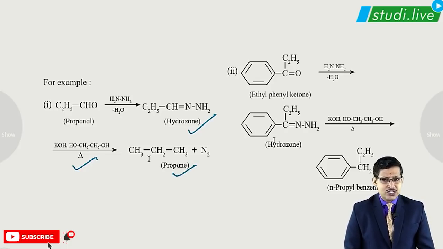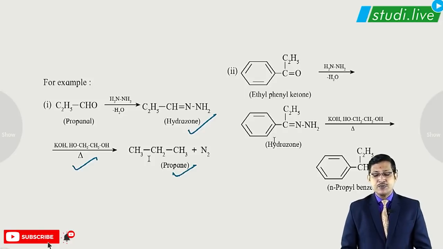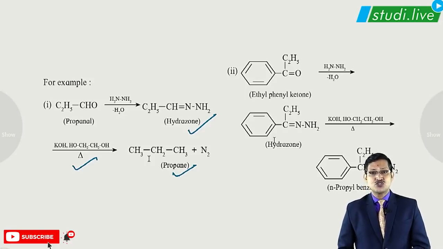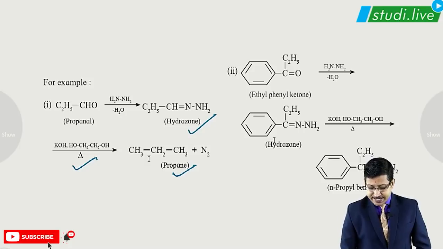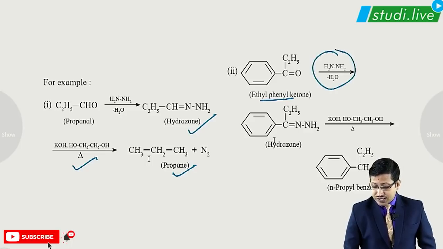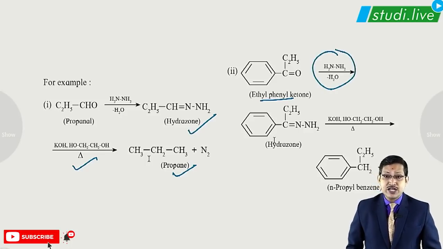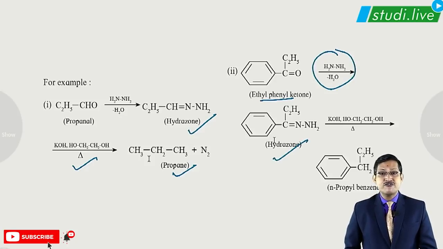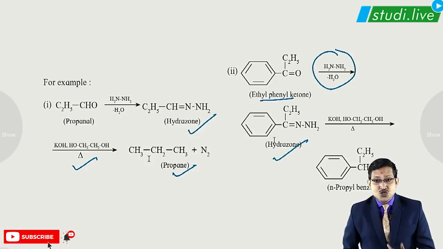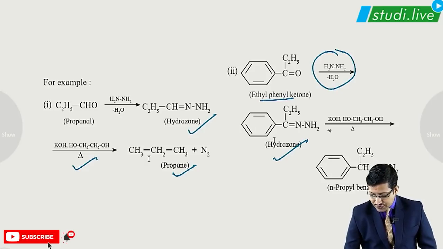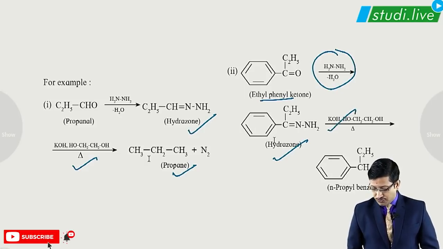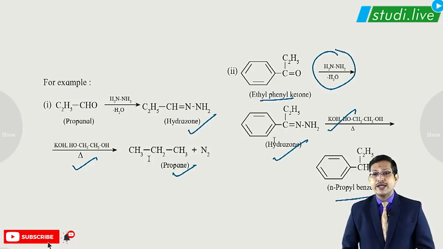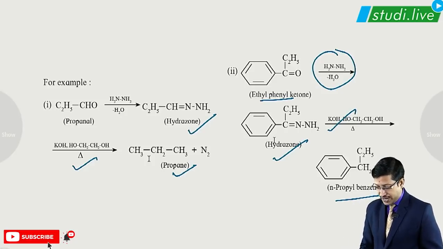Now this was the reaction for open chain compounds. Similarly, you can have a reaction for closed chain. Say for closed chain, here the example is ethyl phenyl ketone. That ethyl phenyl ketone will react with hydrazine, and in the first step hydrazone is obtained. So it is ethyl phenyl ketone hydrazone, and this will then react with KOH and will give you the formation of n-propyl benzene. So this is the formation of n-propyl benzene.